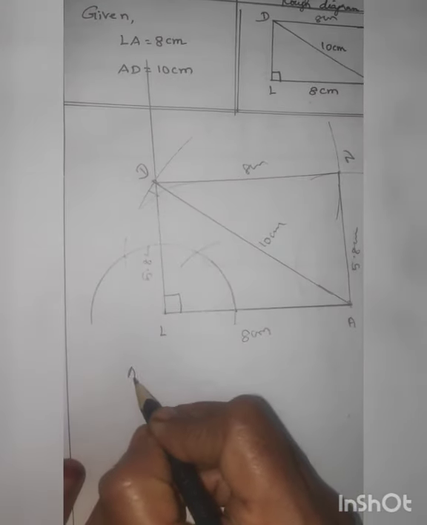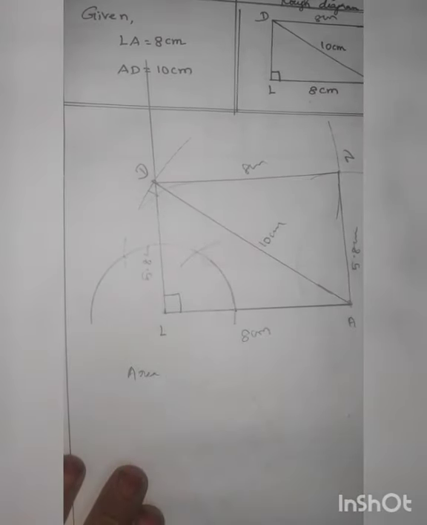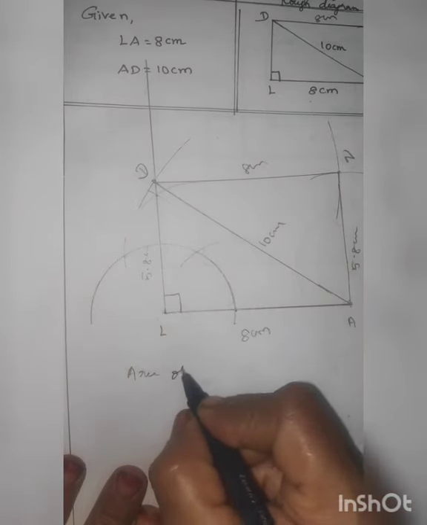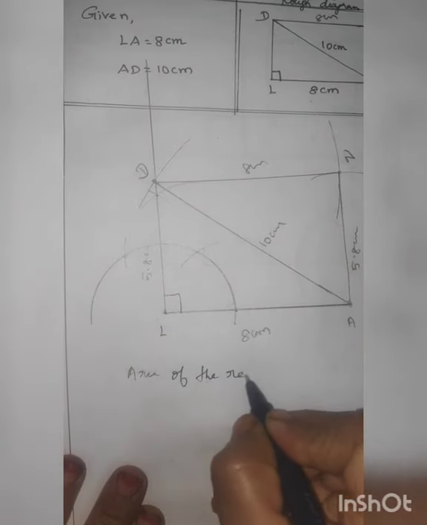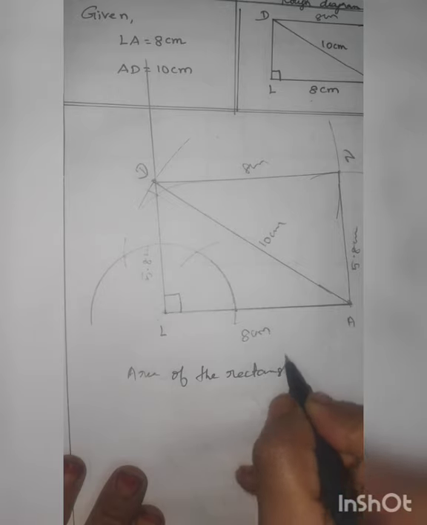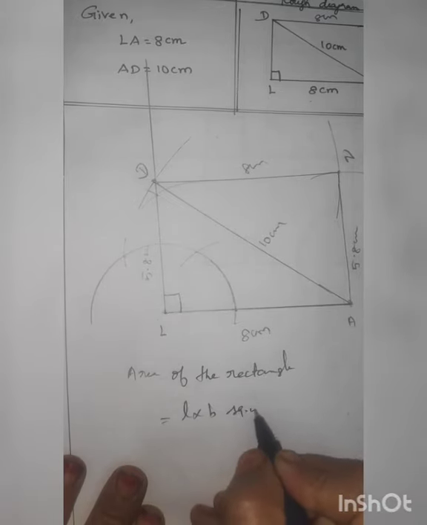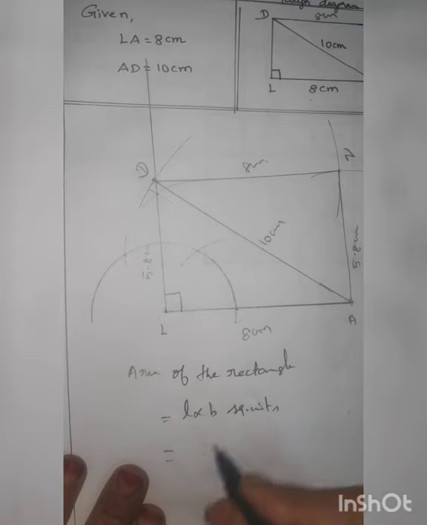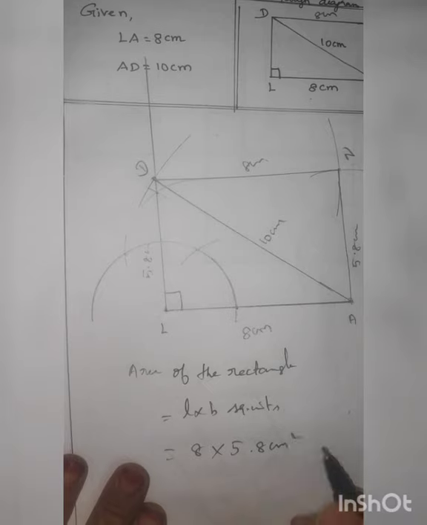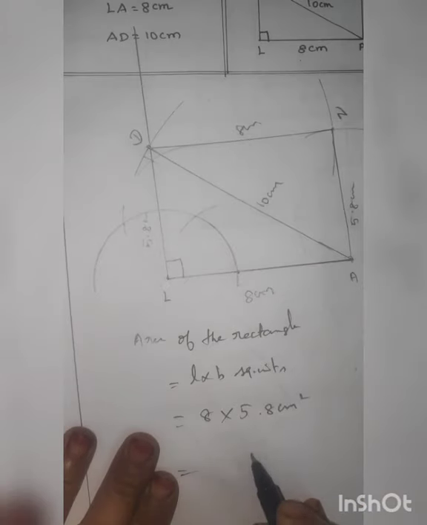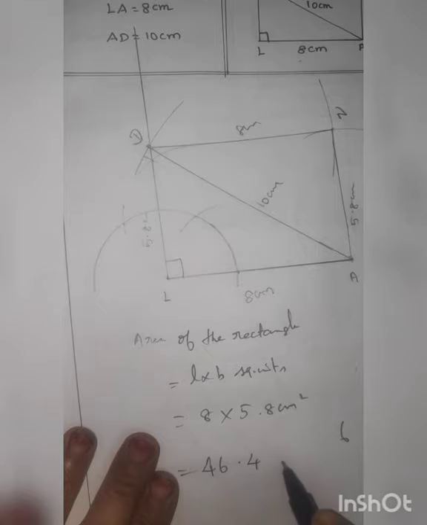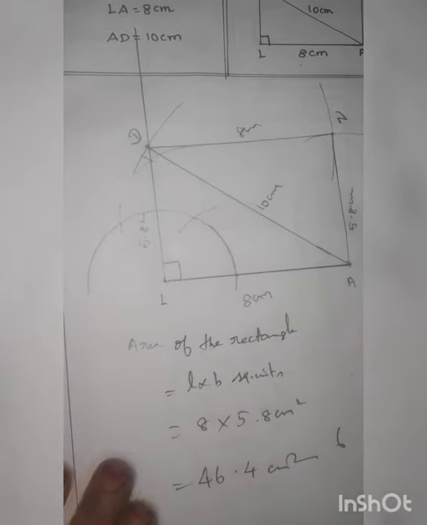Now the area of the rectangle equals L into B square units. L value equals 8 centimeter, B value equals 5.8 centimeter. 8 8s are 64, remaining 6, 5 8s are 40, 40 plus 6 is 46 centimeter squared.